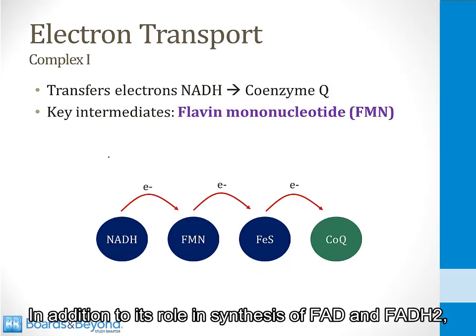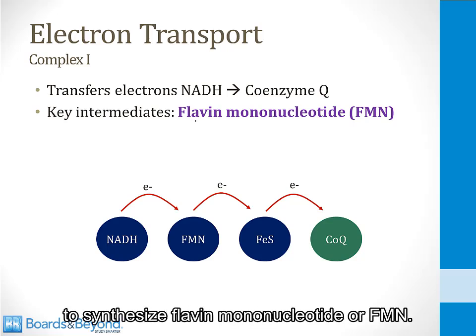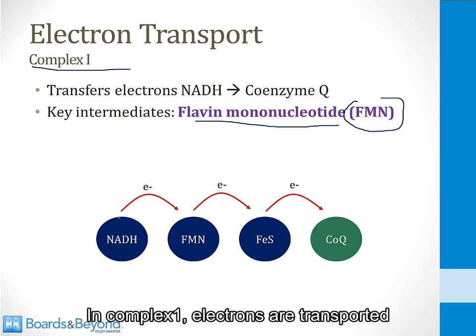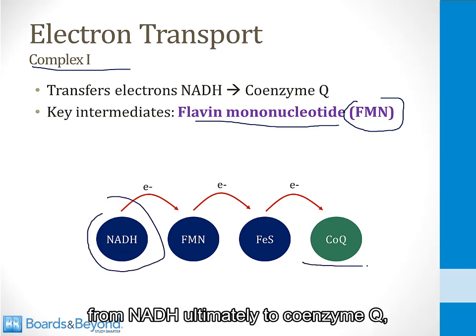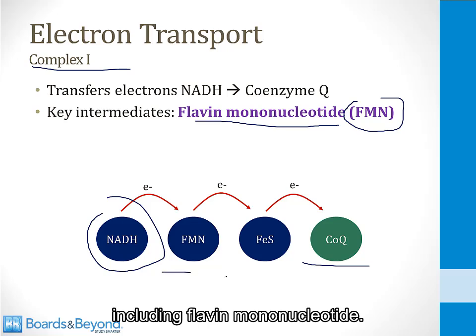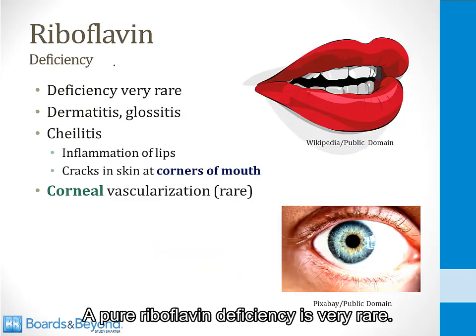In addition to its role in synthesis of FAD and FADH2, riboflavin is also used to synthesize flavin mononucleotide, or FMN. FMN is part of complex 1 in the electron transport chain. In complex 1, electrons are transported from NADH ultimately to coenzyme Q, but in the middle there are several intermediates, including flavin mononucleotide. A pure riboflavin deficiency is very rare.